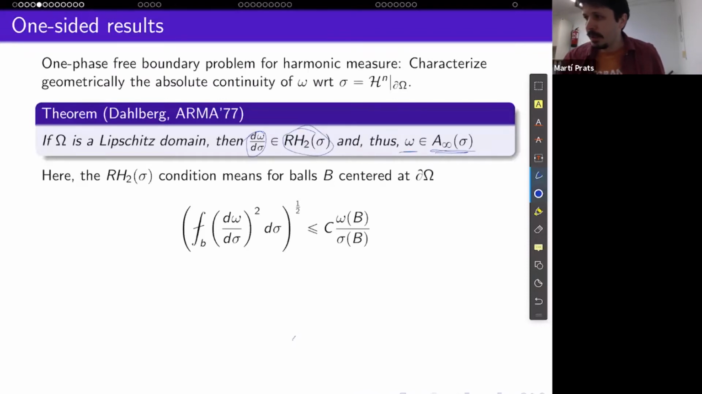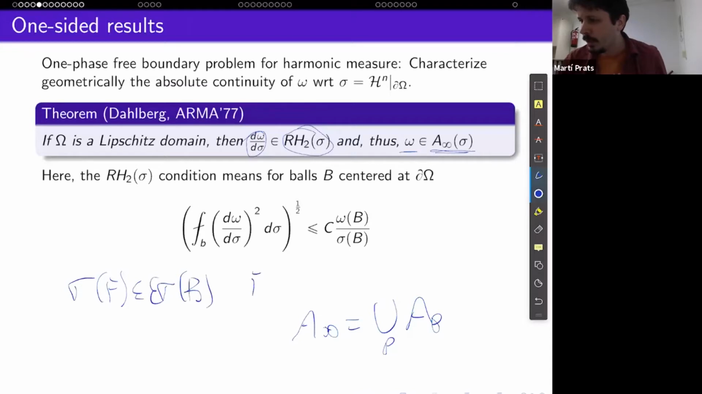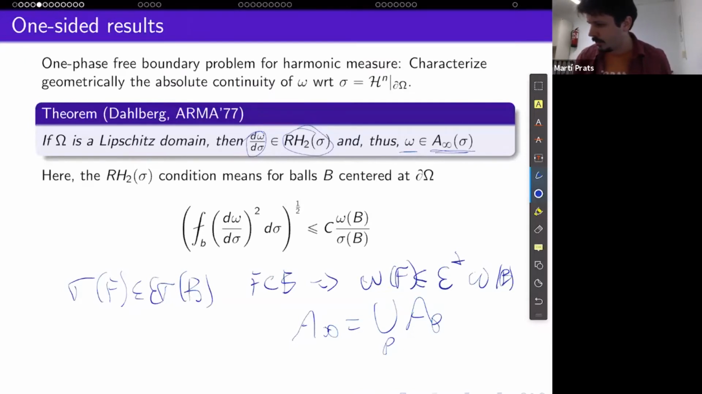Let's recall that A infinity is like the union over p of A_p. It can be characterized, let's see, I have it written somewhere. Yes, exactly. One way to put it is that if sigma of F is greater or equal than sigma epsilon times sigma of a ball, with F included in the ball, then omega of F is greater or equal than epsilon to the power delta times omega of the ball, something like this. So this is like a quantitative way to measure absolute continuity.